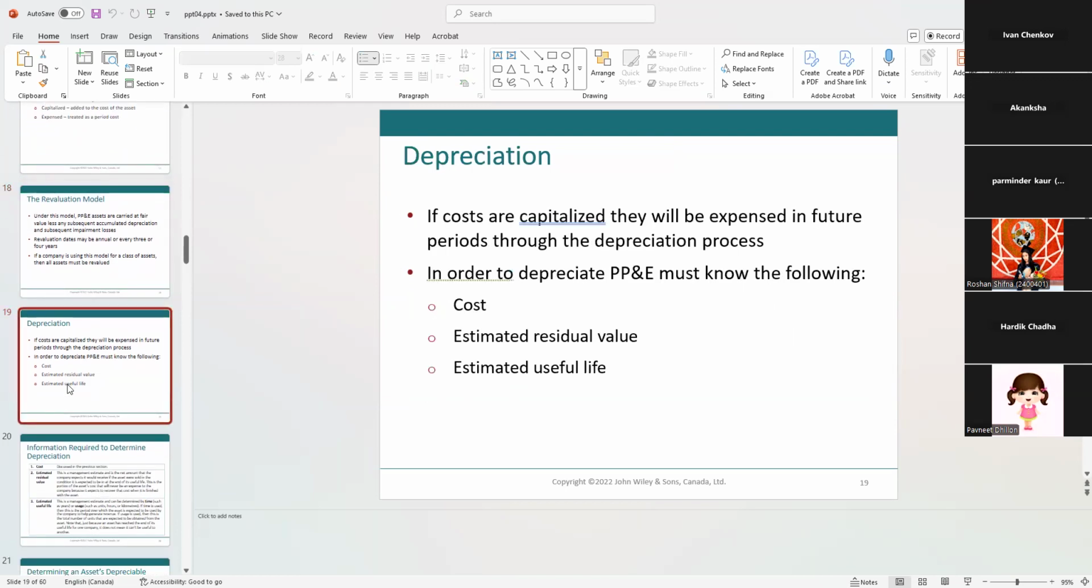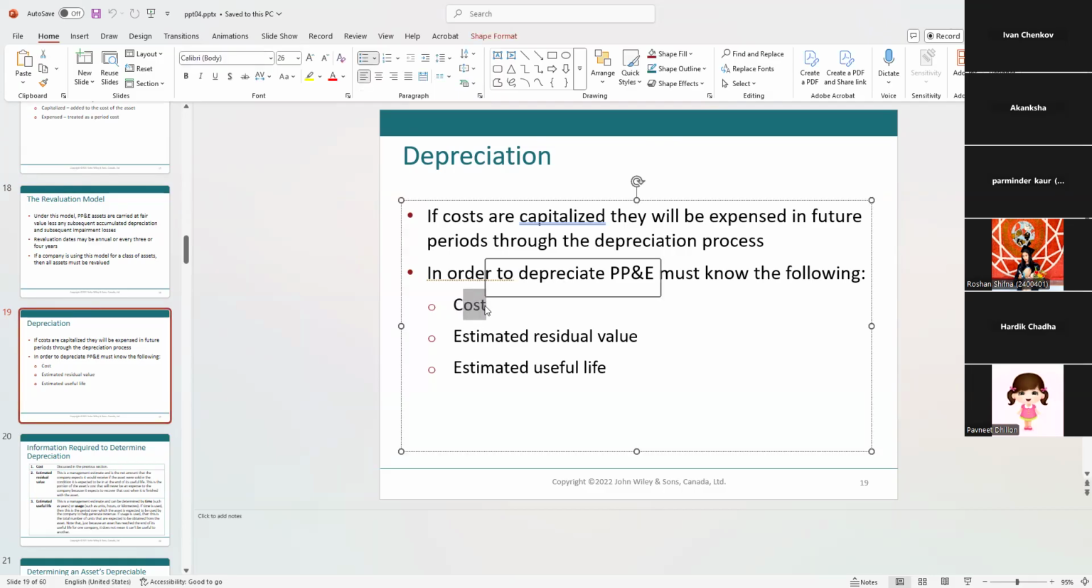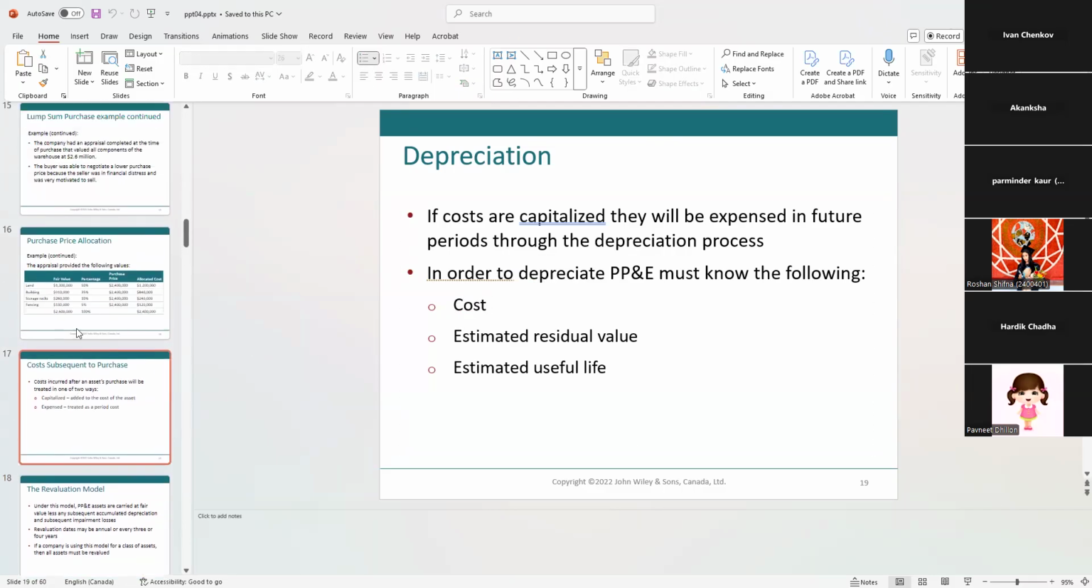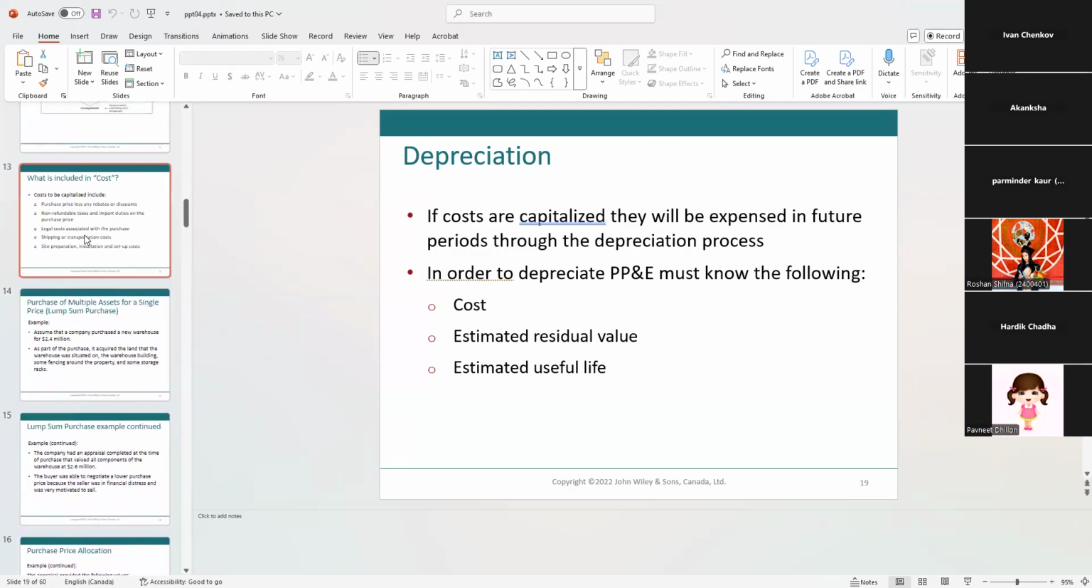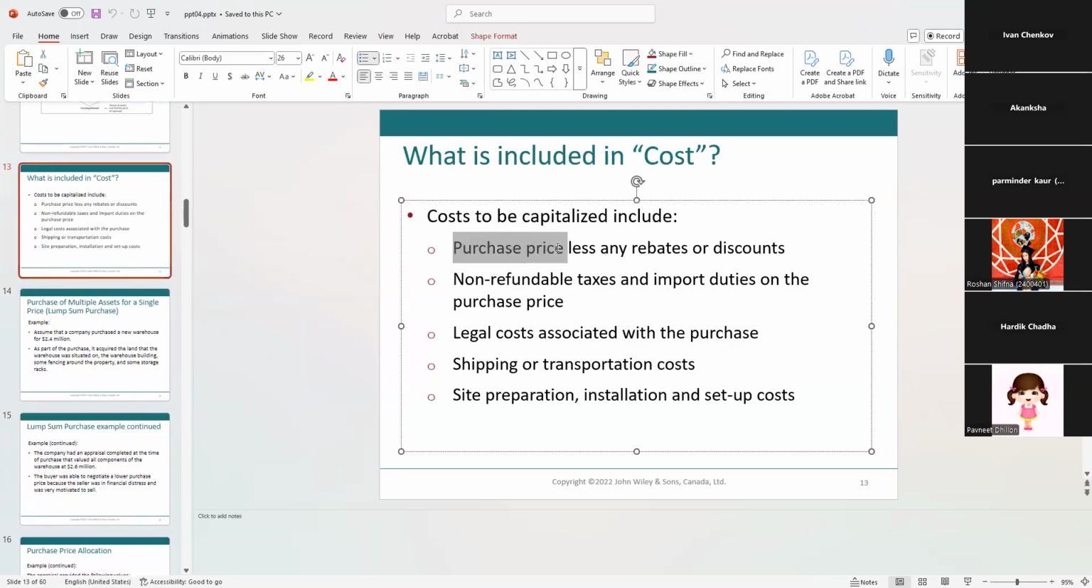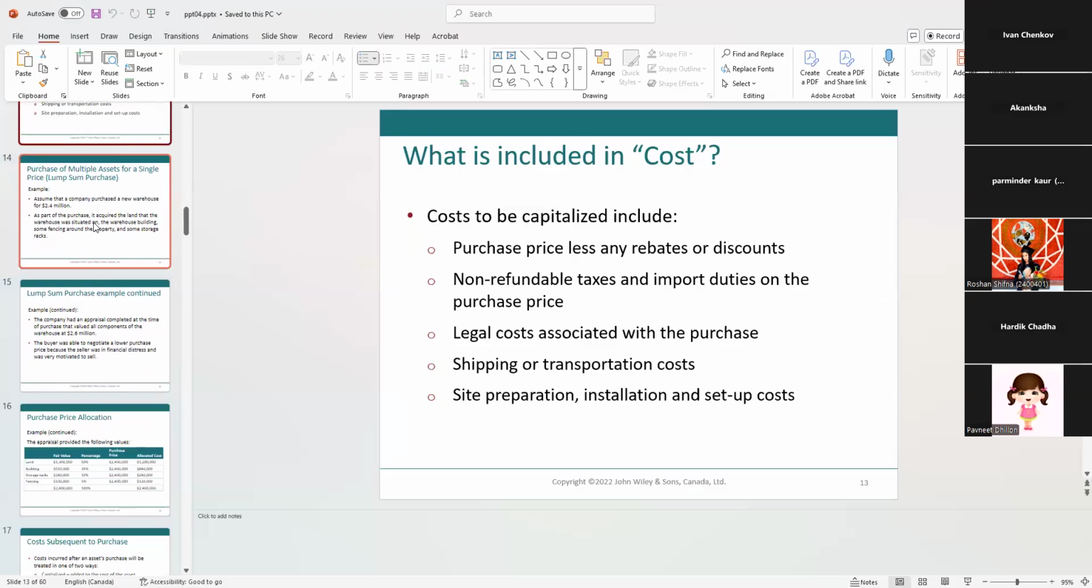Depreciation is transferring the cost of the asset over the useful life of the asset into the expense. In order to calculate the depreciation, we need the original cost, which, don't forget, is not the purchase price only. You have to include all the other things which are related to the asset to make the asset ready to be used for the purpose that you purchased it.